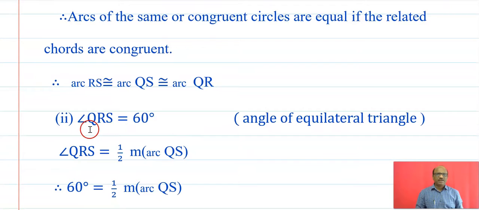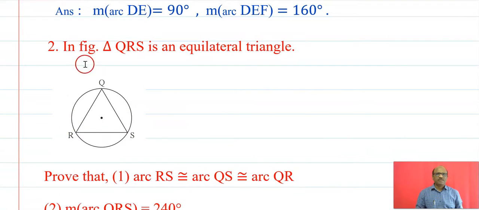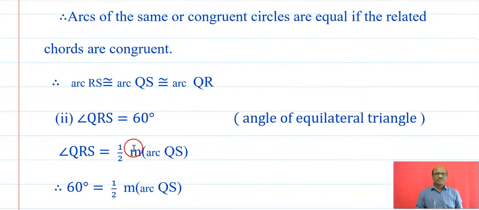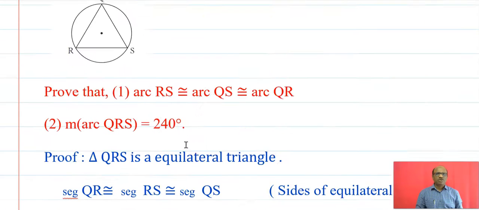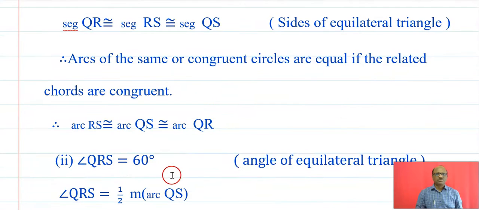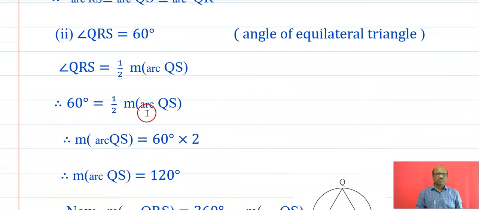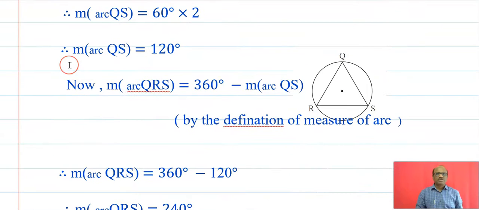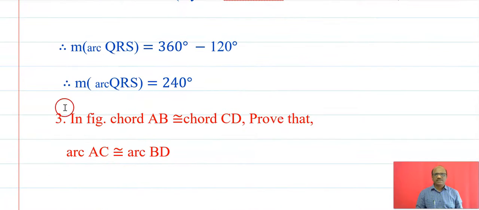Second, the measure of angle QRS is equal to 60 degrees, and that's why the measure of angle QRS is equal to 1 upon 2 measure of arc QS. Therefore, 60 is equal to 1 upon 2 measure of arc QS, and therefore measure of arc QS is equal to 60 into 2. Therefore, measure of arc QS is equal to 120 degrees. Measure of arc QRS is equal to 360 minus measure of arc QS, that is 360 minus 120, that's equal to 240.